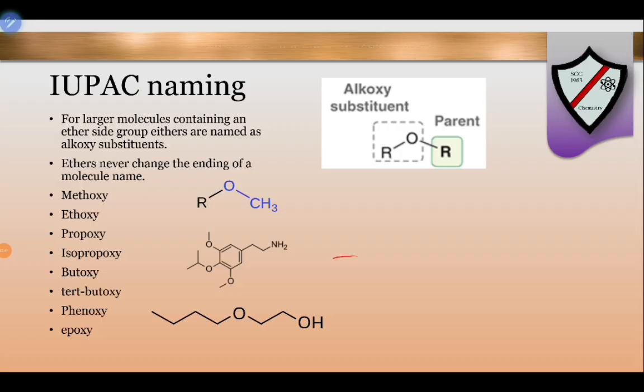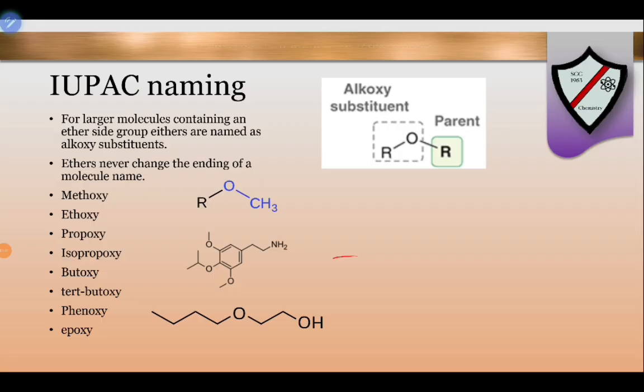And you can see the IUPAC names for the ether side groups that we will encounter in this chapter. If it's one carbon, it's a methoxy group. If it's two carbons, it's an ethoxy group. You can also have the other groups listed there: propoxy, isopropoxy, etc. And I've got a few examples here on this slide.